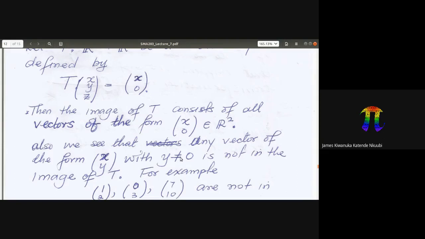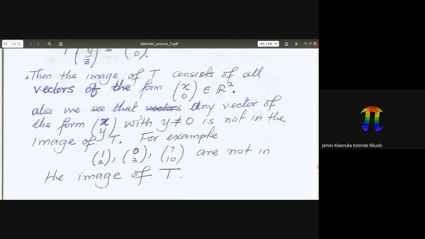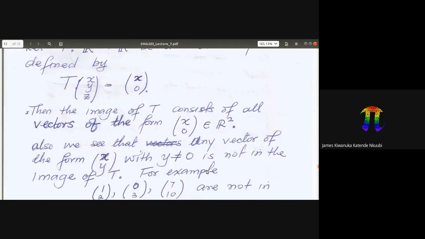Any ordered pair from R2 for which y is not equal to 0 will not be in the image, because the way it is defined, the y component of the image must always be 0. So vectors like (1, 2), (0, 3), and (7, 10) would definitely not be in the image because 2, 3, and 10 are not equal to 0. Anything in the image must be of this form.